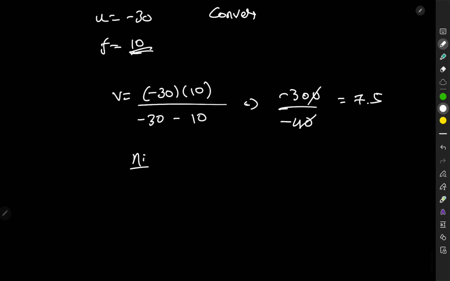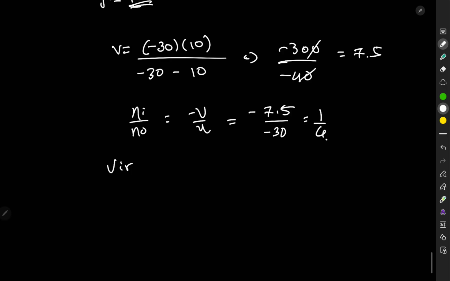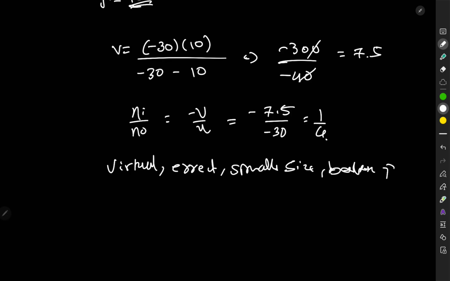So hi by h naught, what is it? Minus v by u is equal to minus 7.5 by minus 30, 1.4. So this will be virtual, erect, small size, and it will be beyond p. It will be beyond p.